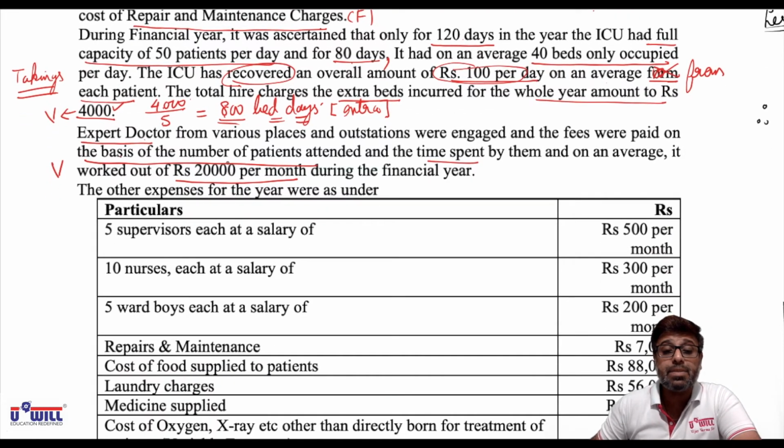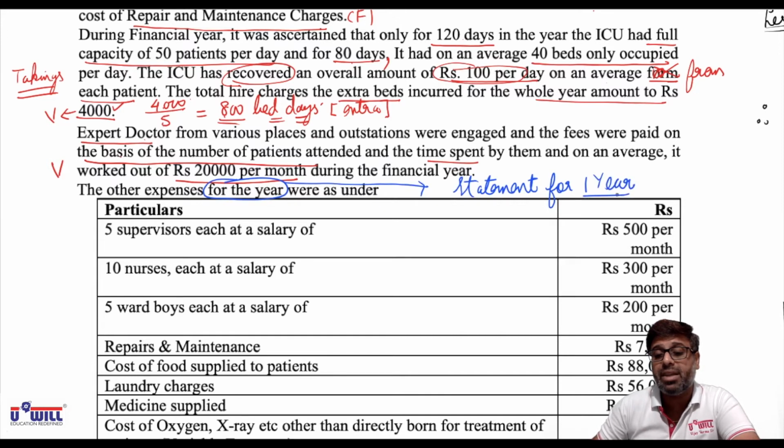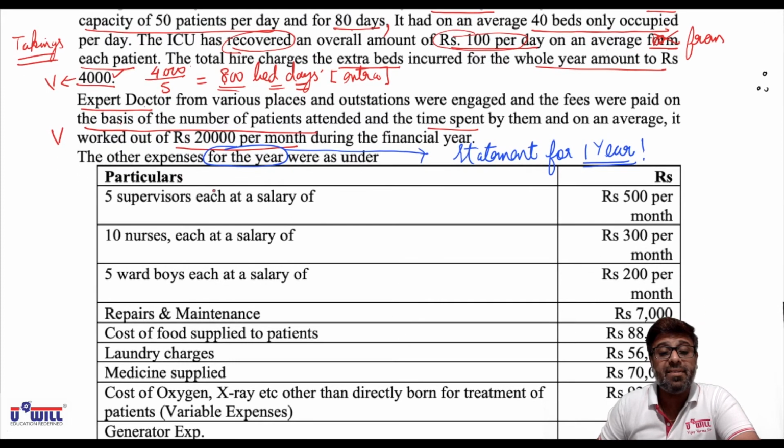The other expenses for the year were as under. Since the other expenses are given for the year, we will be making the statement for 1 year. Since the expenses are given for 1 year, we have done this in hotels also. If information is given for 1 year, we make the statement for 1 year. What other information is given?